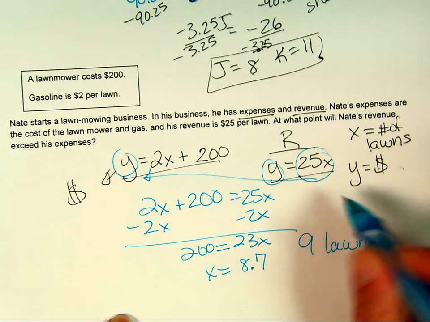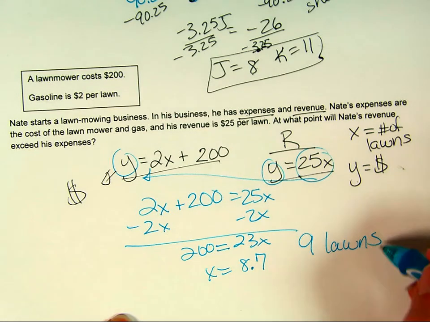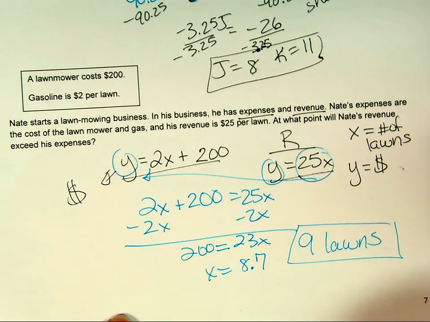At what point will Nate's revenue exceed his expenses? When he mows 9 lawns. He will then be actually making money. Okay, good luck with that. Remember our steps. You got to solve for one of the variables and substitute it back in.